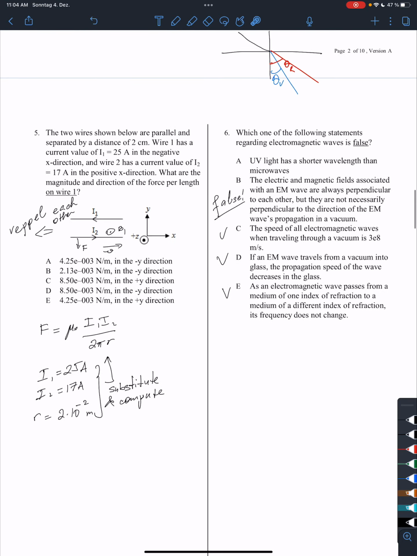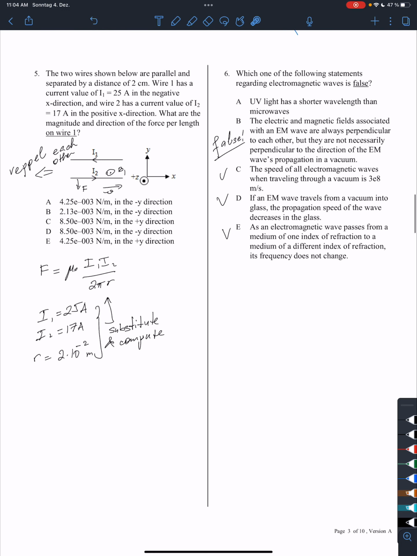Okay, number 5. I will give you a chance to read this problem. Okay, so what we are given here are 2 currents. Very good. So do the currents repel or attract each other? This is the first question we need to answer. Well, let's look at this current over here. Let's compute the magnetic field which would be created below this current. What is the direction of this magnetic field?